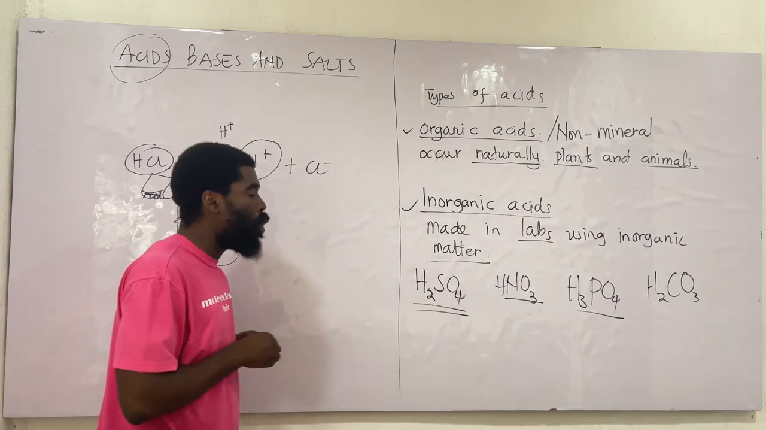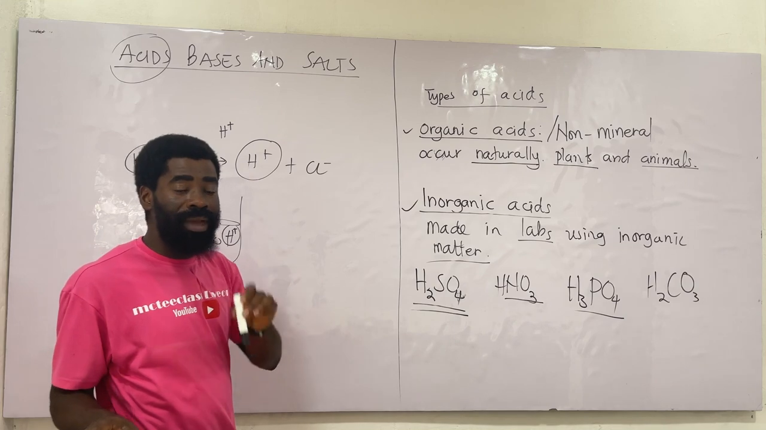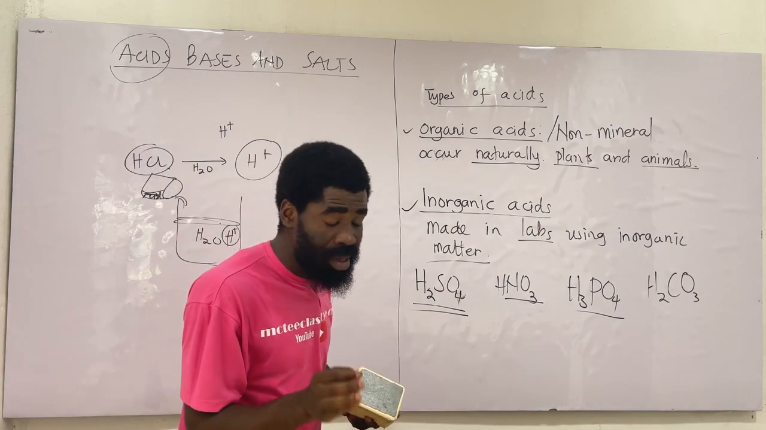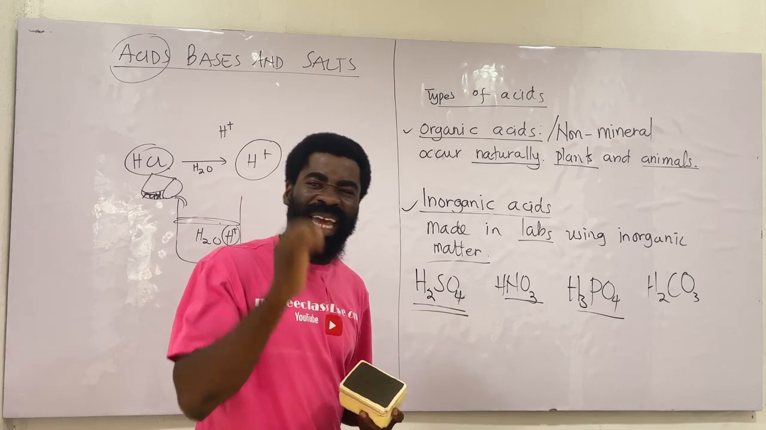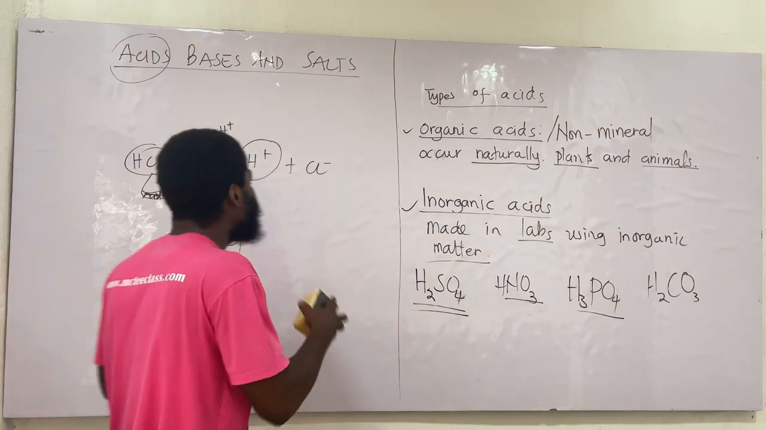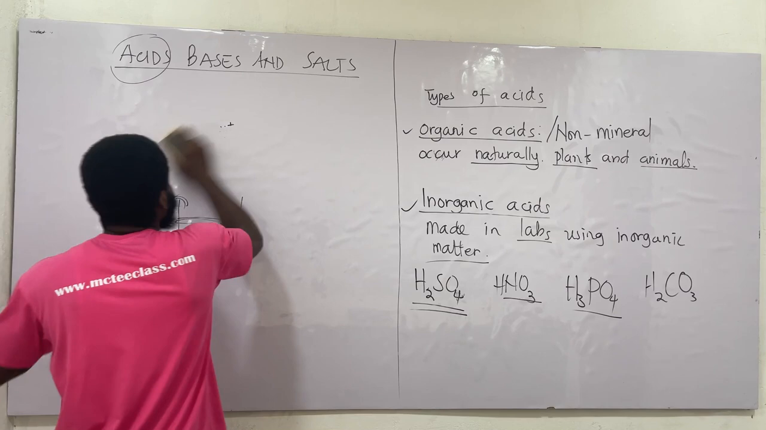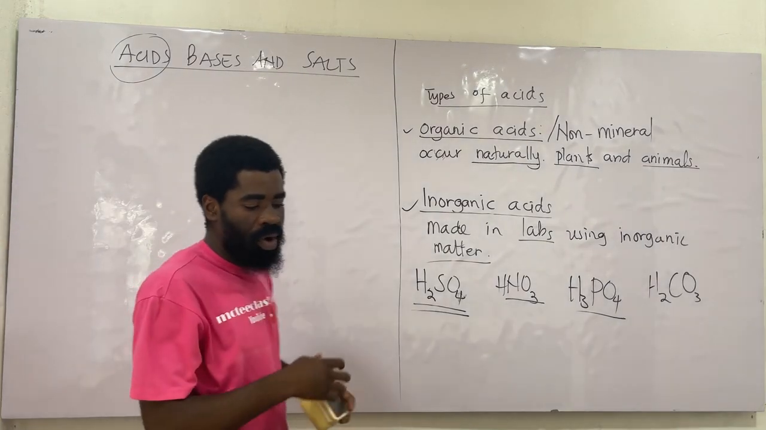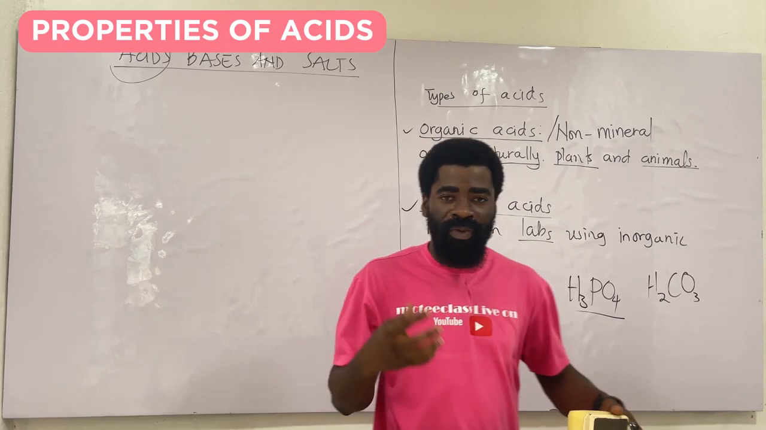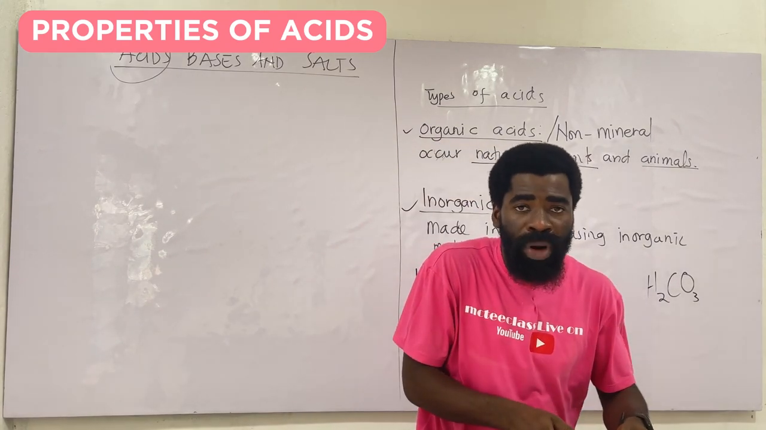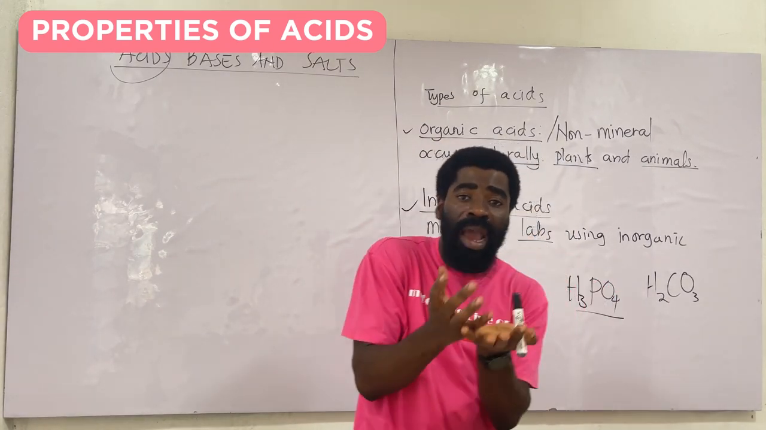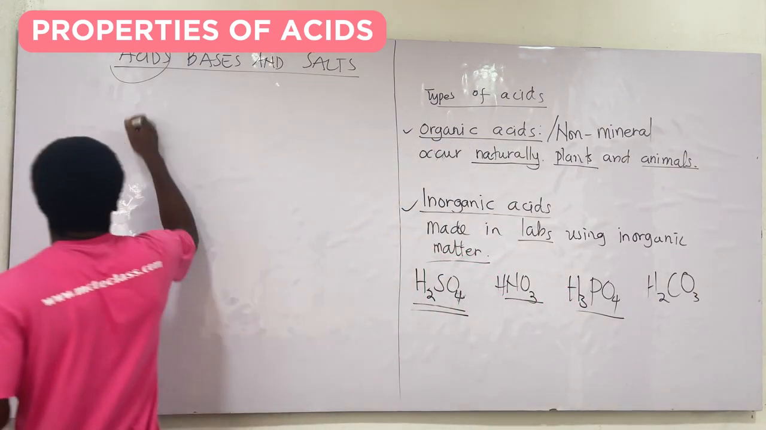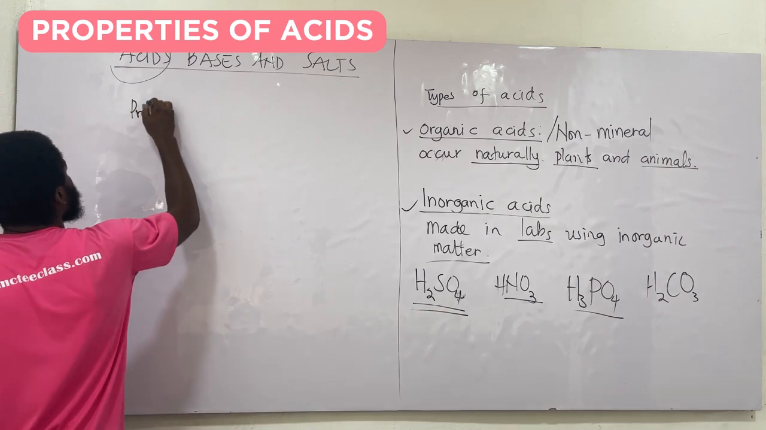Now, how do I know if a substance is an acid? I told you earlier, when we were mentioning the types of acid and got to citric acid, that they have a sour taste. That is one feature of acids. So we are going to look at the characteristics or properties of acids. We'll divide the properties into two: the physical properties and the chemical properties of acids.